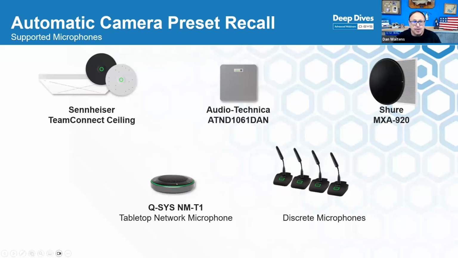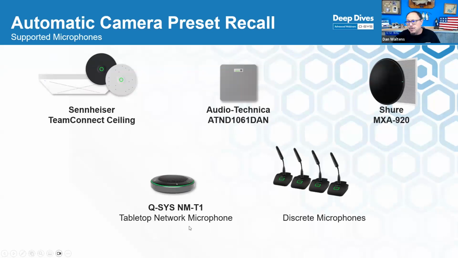ACPR works with lots of different microphones. So we use the Sennheiser Team Connect, both the TCC2 I mentioned and the TCC-M. The Audio-Technica, my favorite one, the ATDN 1061 Dan. I was very flattered that they named it after me, or it might just be that it's a Dante-based one or the other. Shure over here, the MXA 920 is available for that as well.